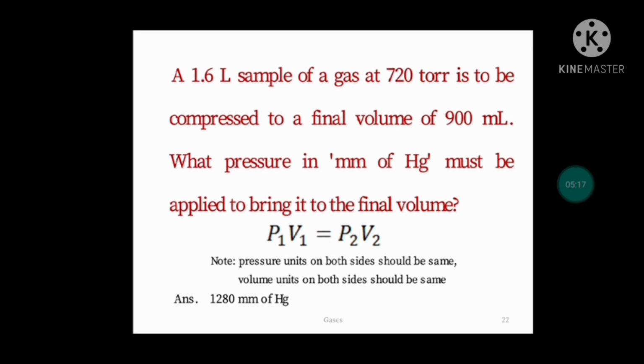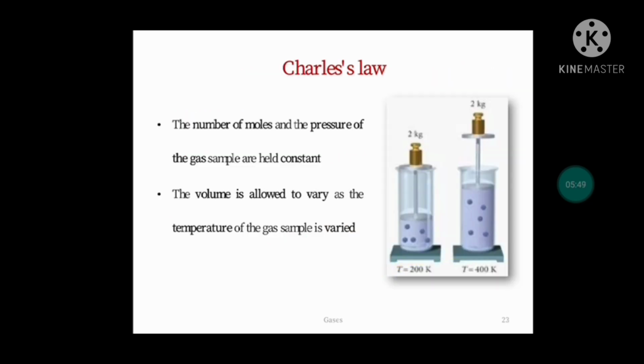Here volume is given as 1.6 liter and pressure is given in torr. Again the final volume is 900 and pressure should be in mm of Hg. So again using this expression, but note it down that pressure units on both the sides should be the same, and volume units on both the sides should also be the same. So you have to note this down and just check. The final answer will be 1280 mm of Hg.